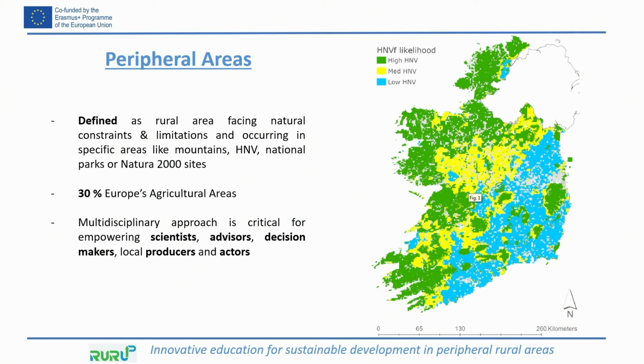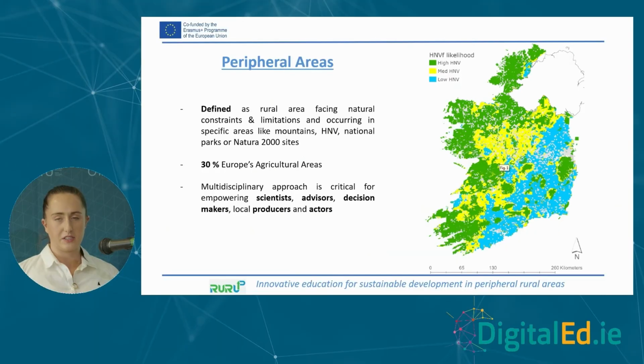Peripheral rural areas are high value in terms of cultural and natural heritage, but these agricultural landscapes are not typically included in agricultural education. But they're quite important. They contribute towards 30% of Europe's agricultural areas.